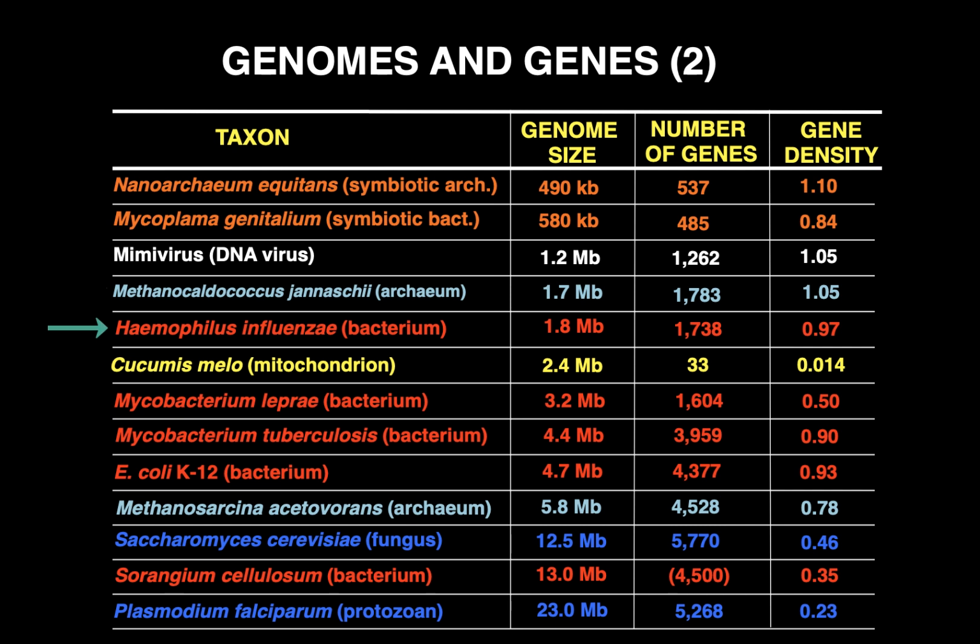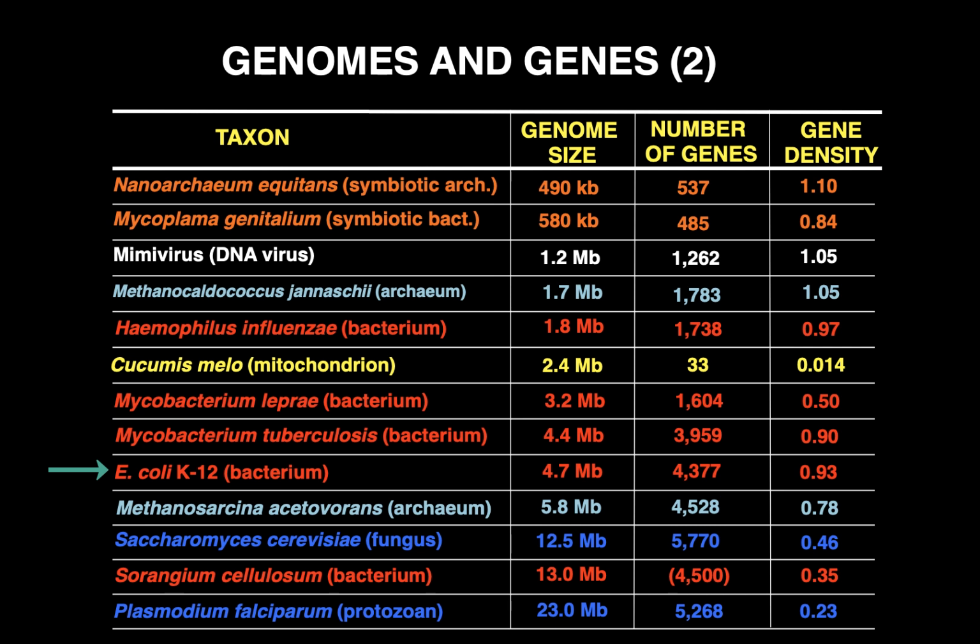And then a bacterium, one of the first ones that was sequenced was Haemophilus influenzae, a fairly small genome for a bacterium, around the same number of genes as Methanococcus. And then the Cucumis melo, which is muskmelon, mitochondrion, it's quite large, but it only has 33 genes and a very low density of genes. Moving up further into more bacteria, E. coli, about 4.6 or 4.7 megabases for a genome size. And the density of genes in E.